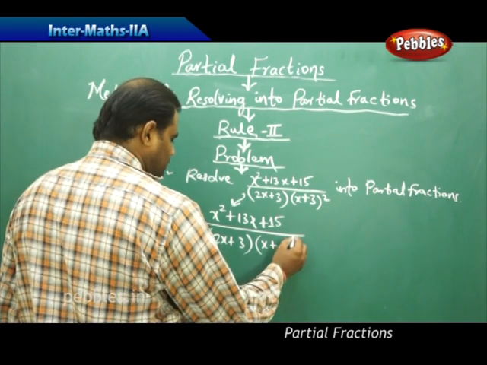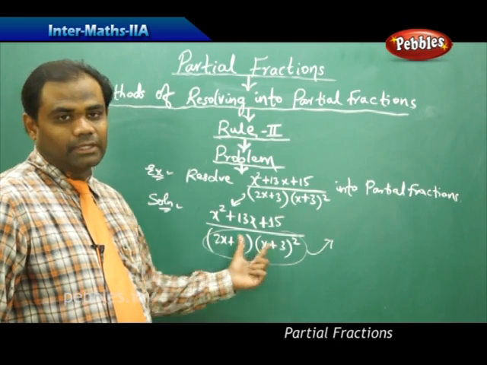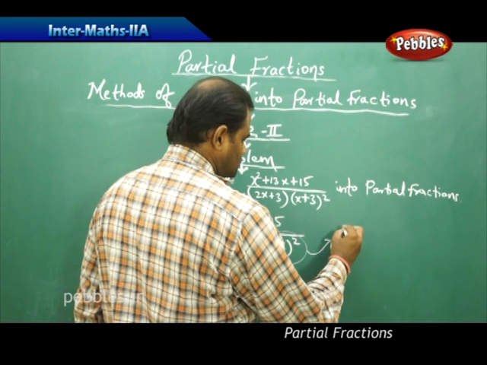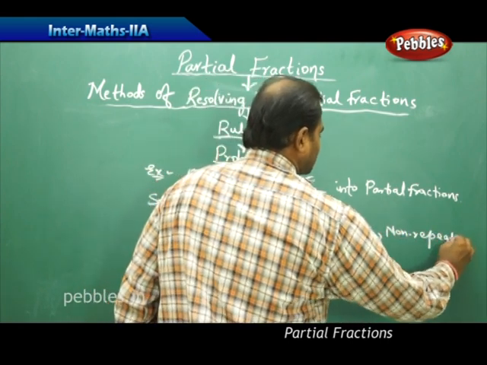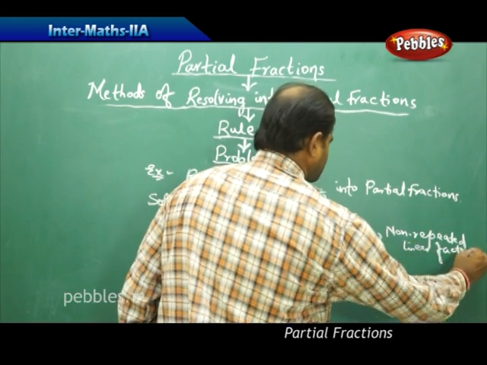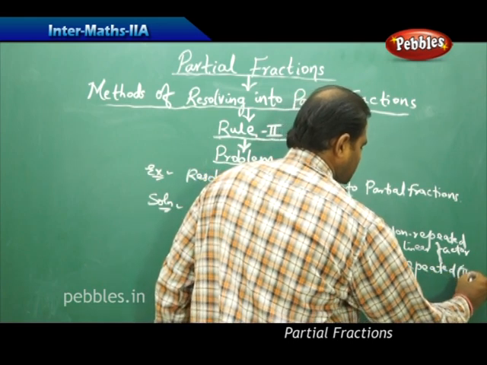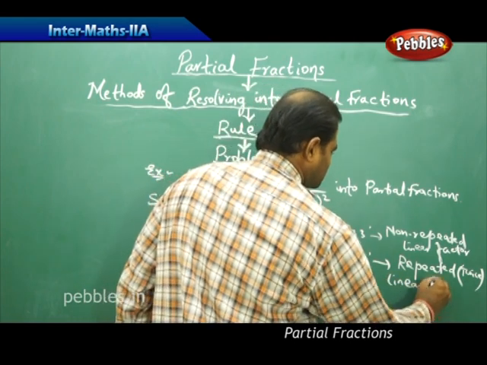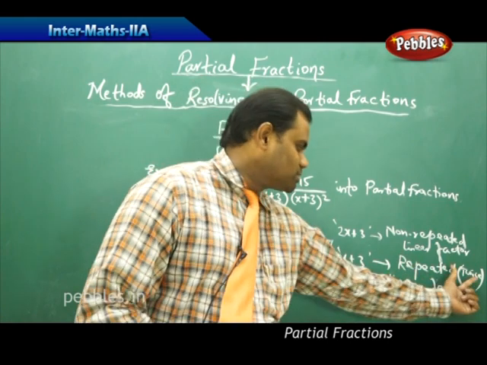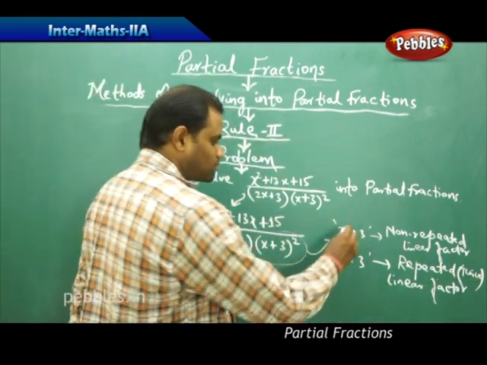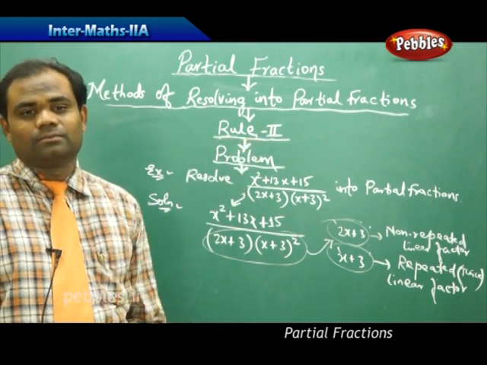Now, as I see the denominator, I clearly see that the denominator g of x has one repeated root and one non-repeated root in its linear factors. So this has 2x plus 3, which is a non-repeated linear factor, and x plus 3, which is a repeated linear factor, of course here repeating twice. Therefore, for 2x plus 3, I use rule 1, and for x plus 3, I use rule 2. It's as simple as applying both rule 1 and rule 2 to the problem.